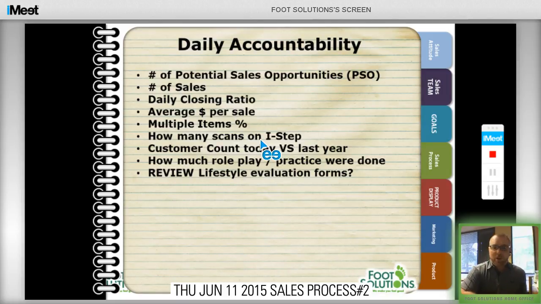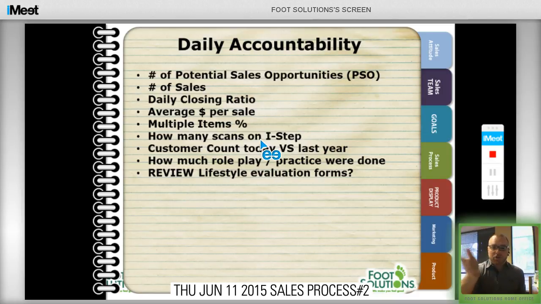But right now, I guarantee probably 99.8% of you, if I called up randomly and said, hey, how many PSOs did you have for the day, it's a guess. What we've got to do is stop having it be a guess, and make it: I need to know this. And I'll show you how we track that.